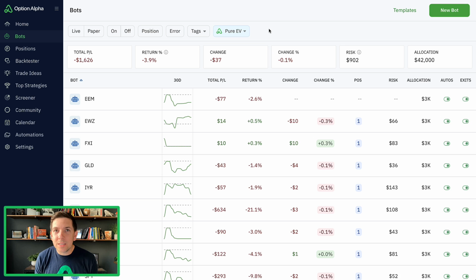And what I mean by this is that now with the release of expected value, the way that we calculate it here inside of Option Alpha, which accounts for slope and all the differences in different strategies, I wanted to start an experimental portfolio, which I have built here that I'll go over, and this is the first video on it.